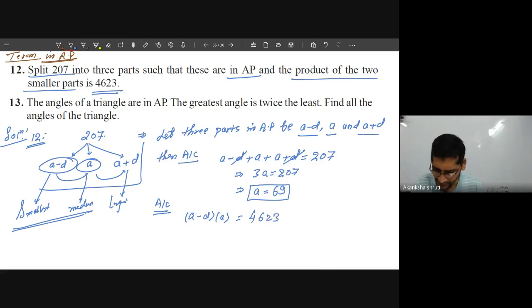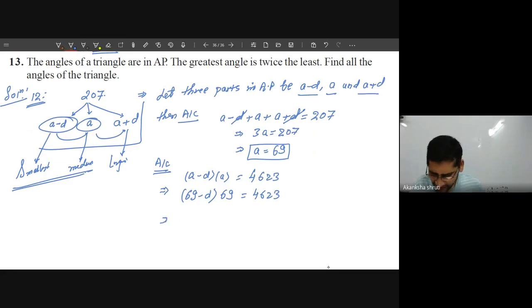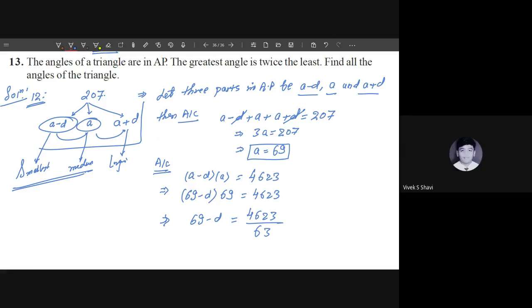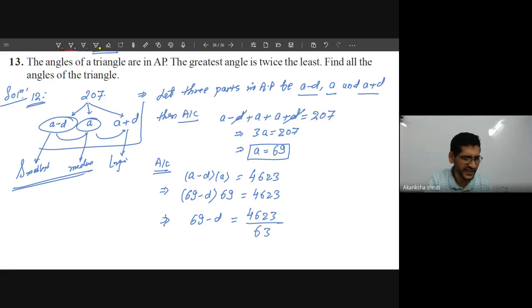So again, according to the question, A minus D when multiplied with A gives us 4623. This implies substitute the value of A here directly. So 69 minus D into 69 equals 4623. Here we are getting that this 69 minus D, this 69 will come in the denominator, 4623 by 69. Is it divisible? Student, can anyone tell me?